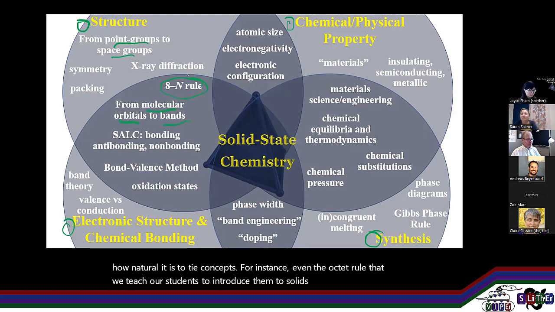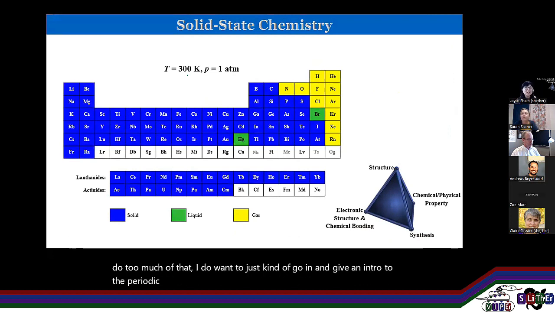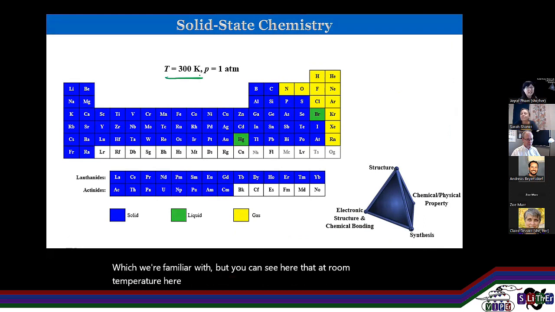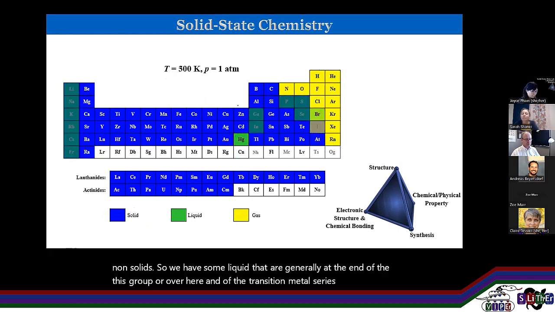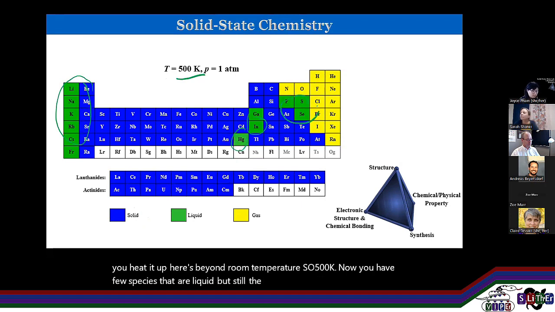Before we do too much of that, I do want to give an intro to the periodic table, which we're familiar with. You can see here that at room temperature, the majority of the periodic table, what we're showing our students, are solids already. There are some here that are non-solids. We have some liquids that are generally at the end of this group or over here, at the end of the transition metal series. But if you heat it up, here beyond room temperature, so 500 K, you have a few species that are liquid, but still the majority is solids.